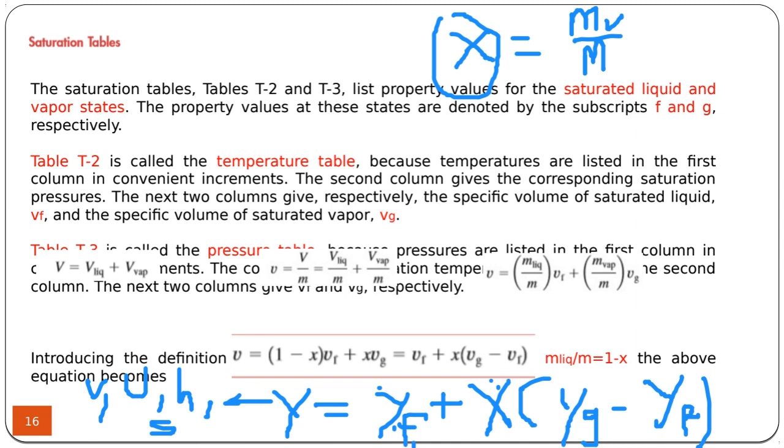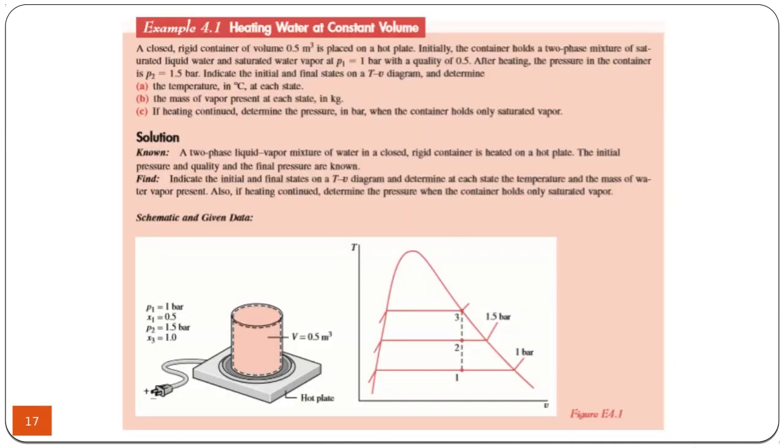As I said, this Y can represent the specific volume, it can be the internal energy, it can be the enthalpy or entropy. You always use the same kind of formulation to find the property in the mixture zone. Okay, there is a numerical example regarding this. So before moving on to this, let me ask you if you have any questions.